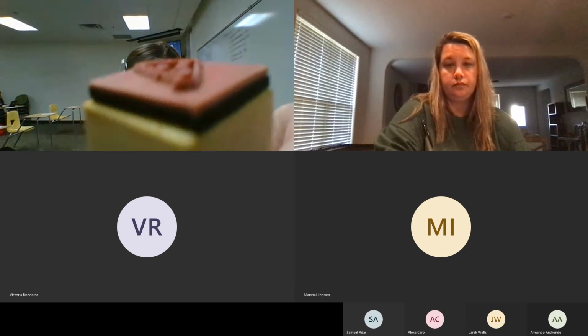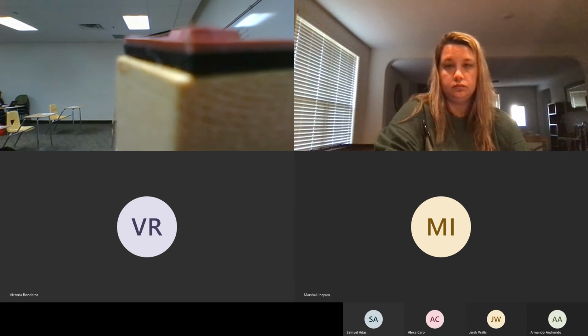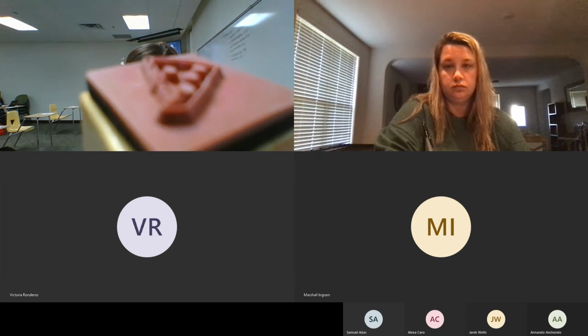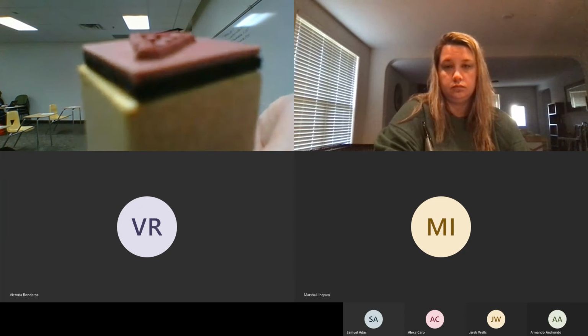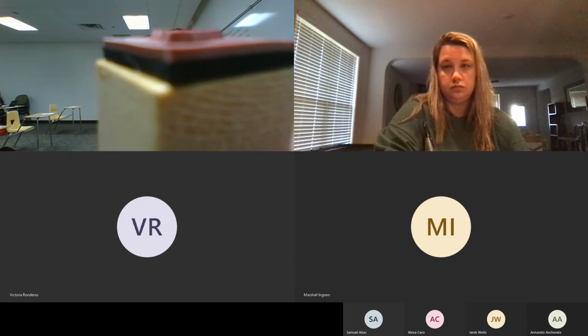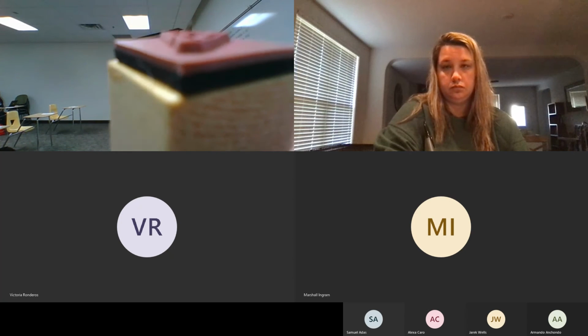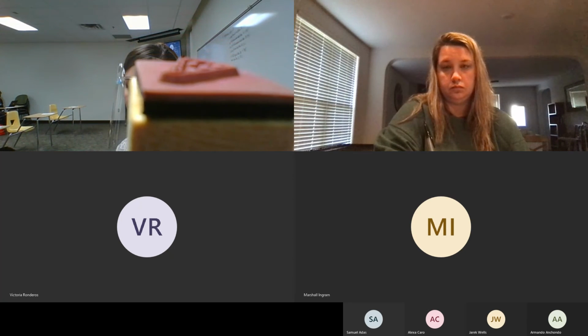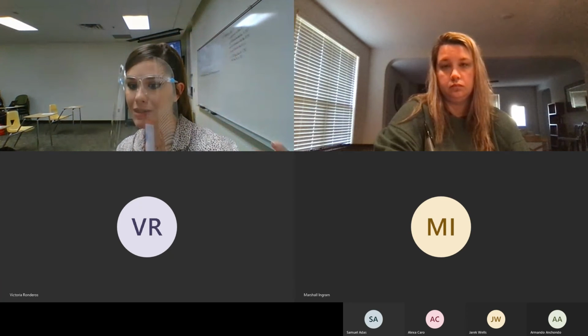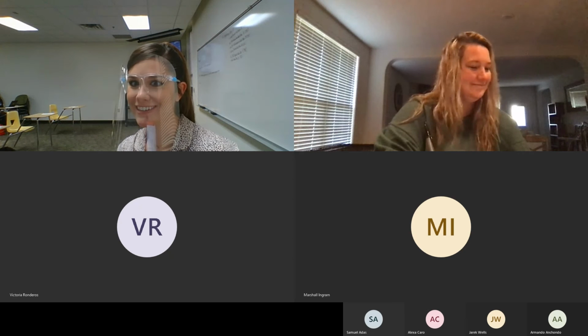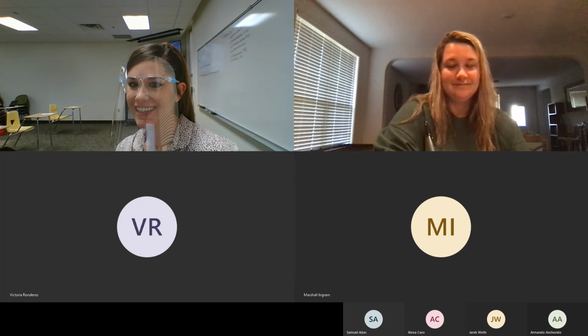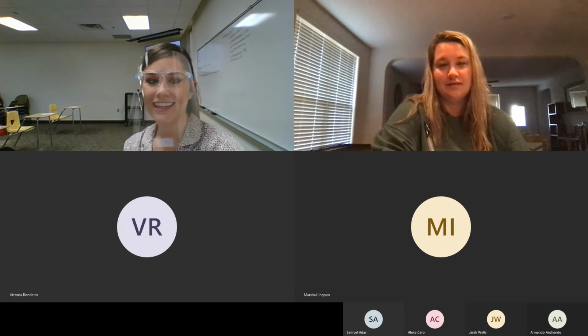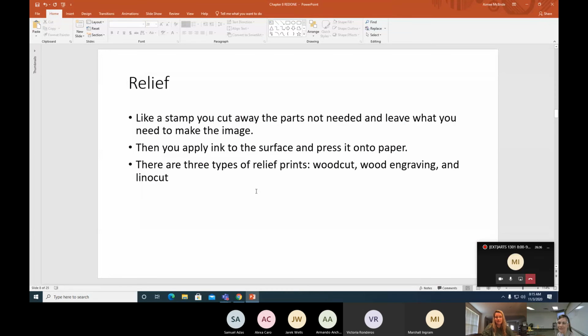So here you can see this is a great example of actually a lino cut. We have carved away the extra bits and we have the image sticking out. So that's what we're talking about with relief prints. Anyone confused yet? Because it's going to get more complicated when we go on. Okay, just checking. So you're carving away the parts that you don't need to leave your image.